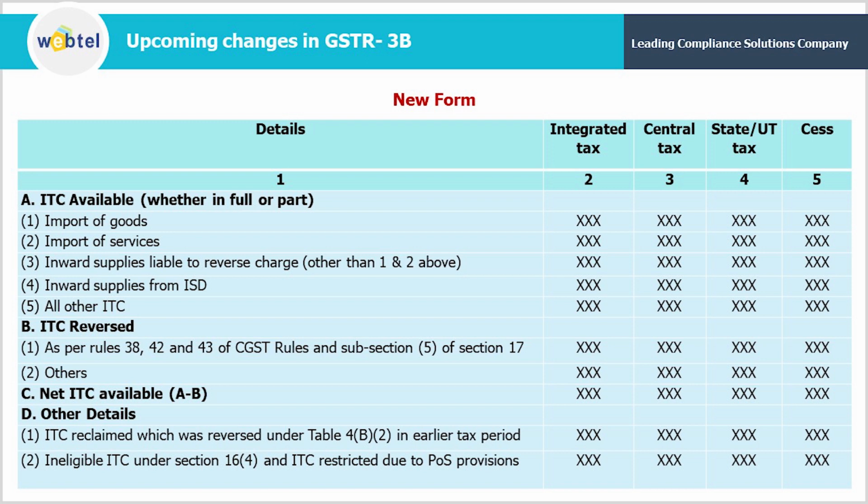And 4D2 relates to ineligible ITC under section 16(4) and ITC restricted due to POS provisions. So all these things, the sections and what is to be reported, we are discussing now. Now we are discussing one by one the figures which we have to report.